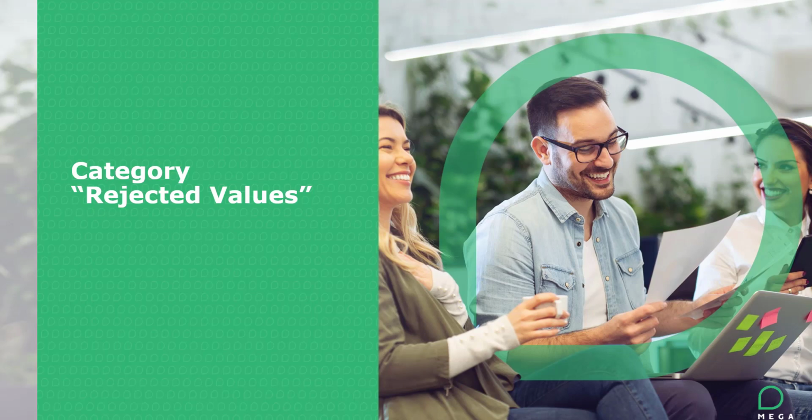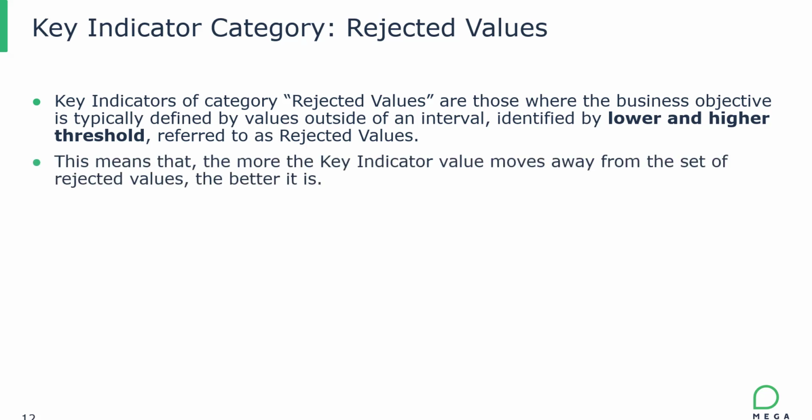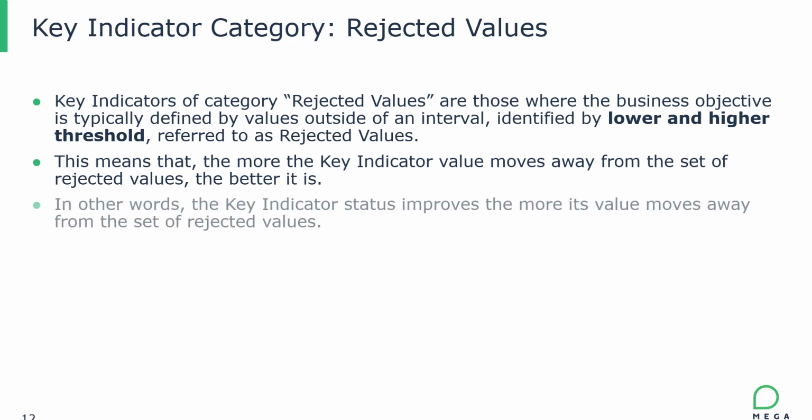And last category, rejected values. Key indicators of category rejected values are those where the business objective is typically defined by values outside of an interval, which is identified by lower and higher threshold. And this interval is referred to as rejected values. This means that the more the key indicator value moves away from the set of rejected values, the better it is. In other words, the key indicator status improves the more its value moves away from the set of rejected values.